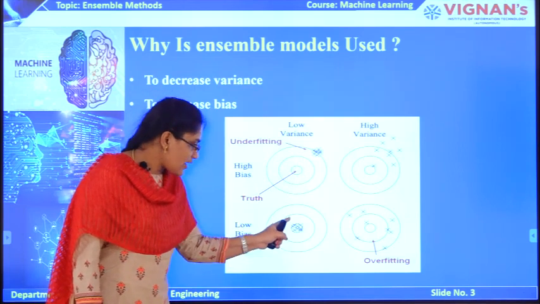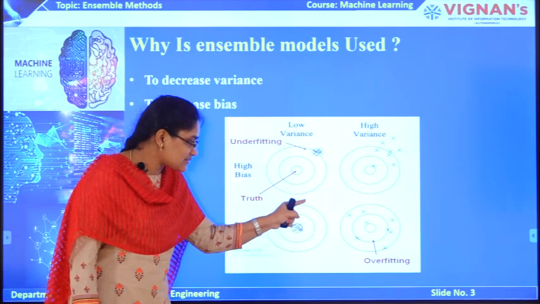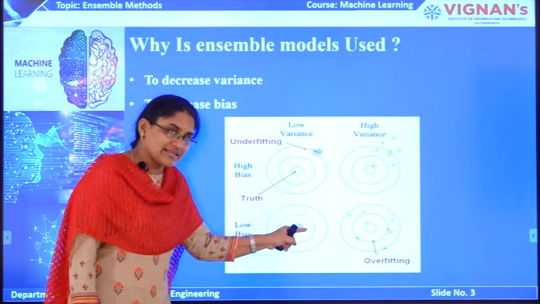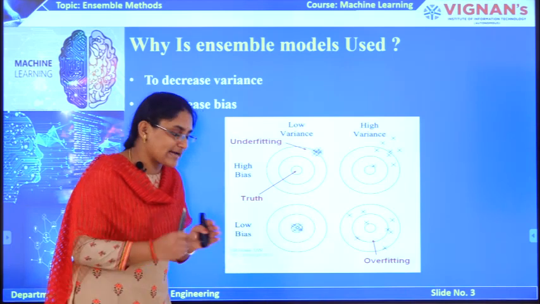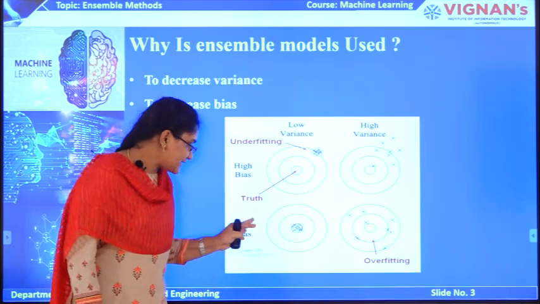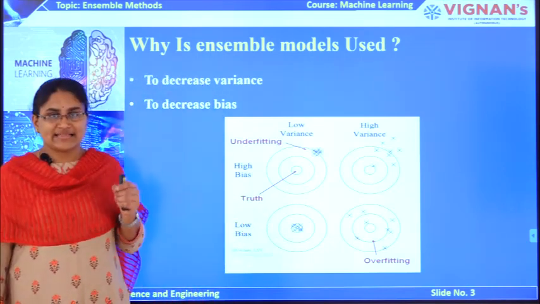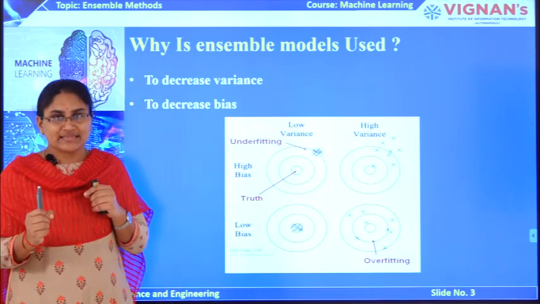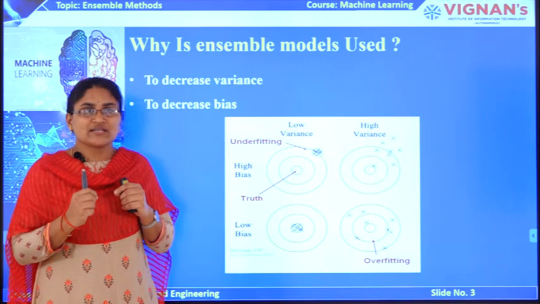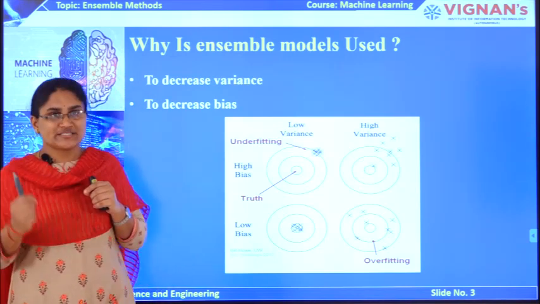See here, the model captures all the required data points, or all the required underlying patterns of the data points. Then the model fits correctly. So here we get low bias. So by using the ensemble method, we can decrease the variance by using the bagging method, and by using the ensemble methods, we can decrease the bias by using the boosting method.